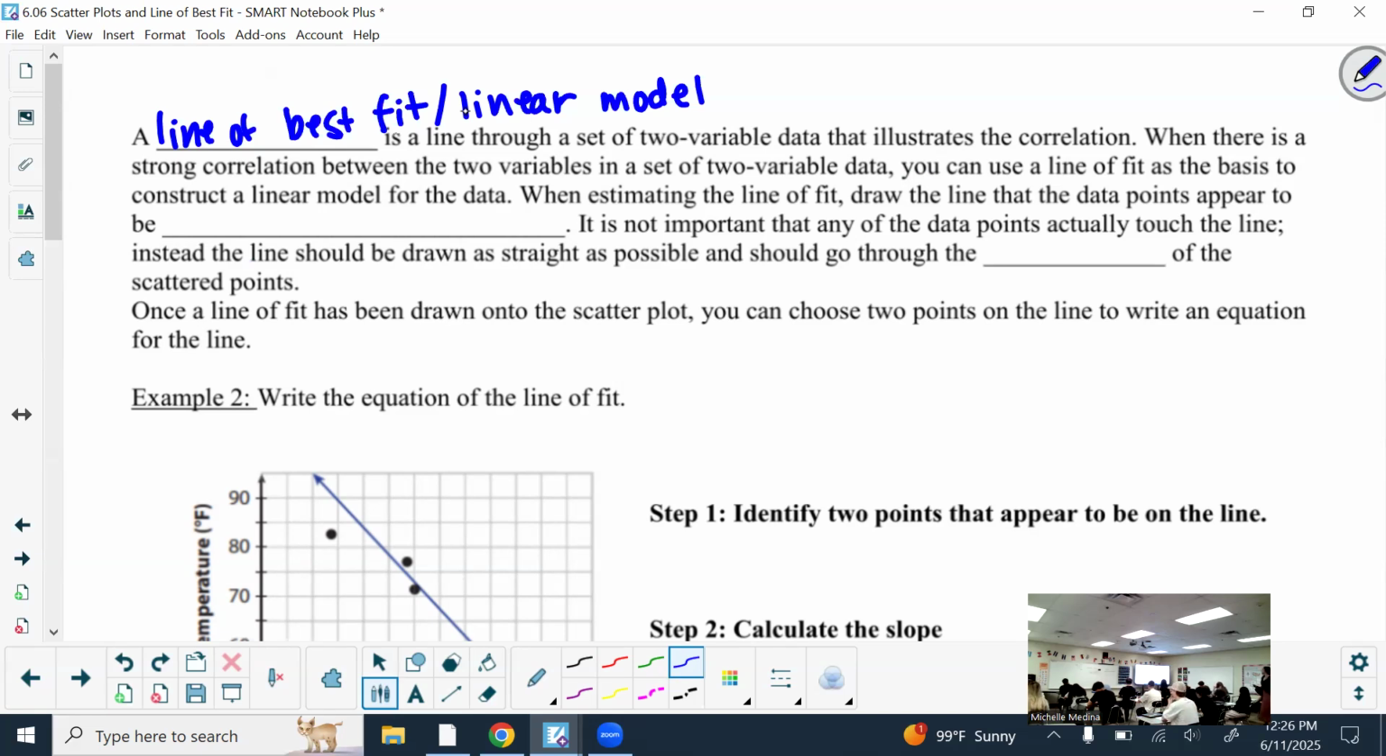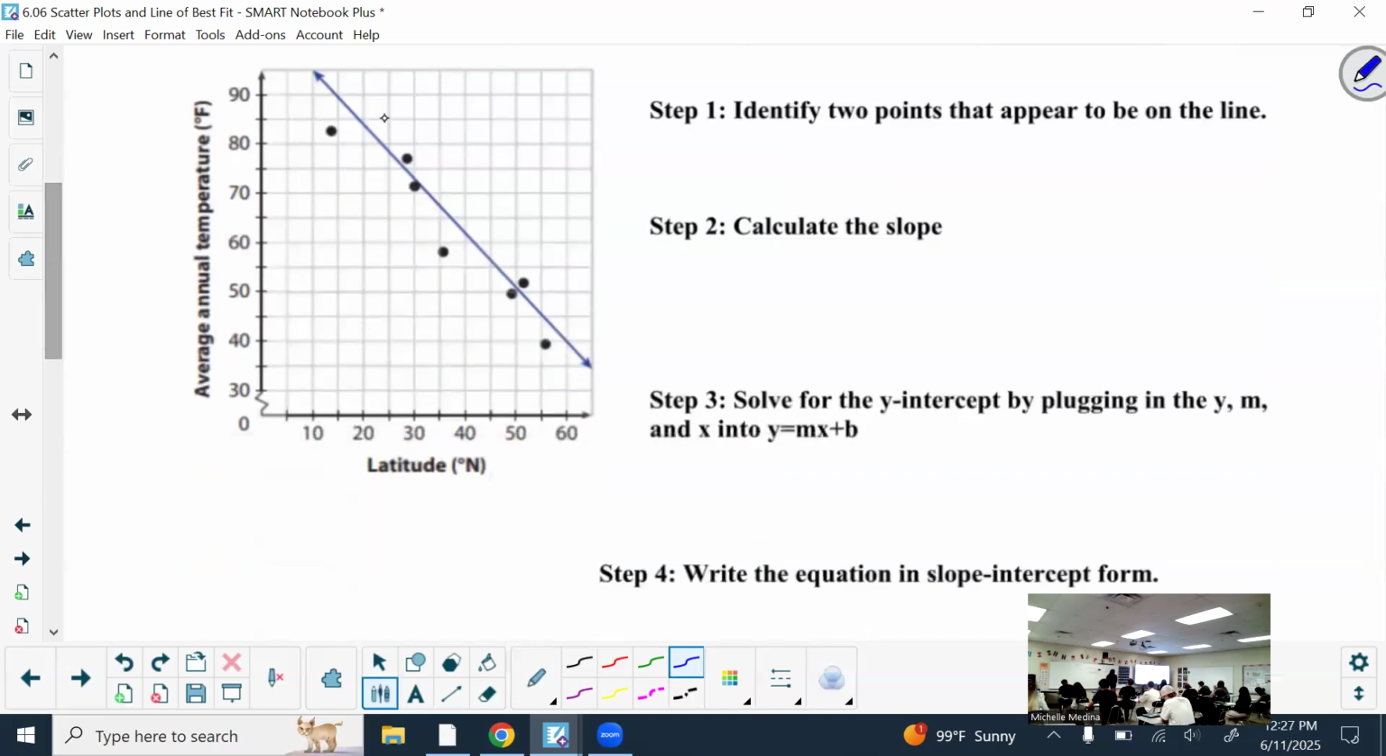When there is a strong correlation between the 2 variables in a set of 2 variable data, you can use a line of fit as a basis to construct a linear model for the data. So I can use it to answer other questions that I didn't necessarily gather in an experiment and survey. This is what we did a lot in college. So these black dots could be something that I gathered in an experiment. And then the line I would generate with the computer, and whatever equation went with that line, I would use it to answer other questions.